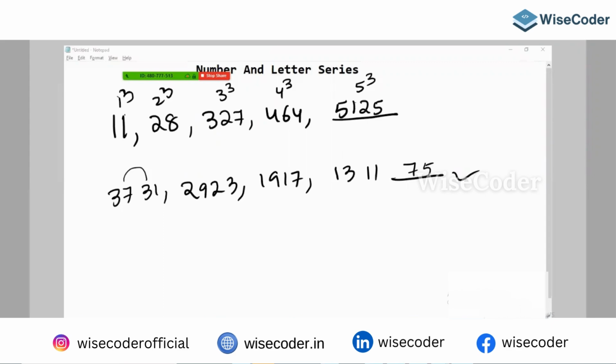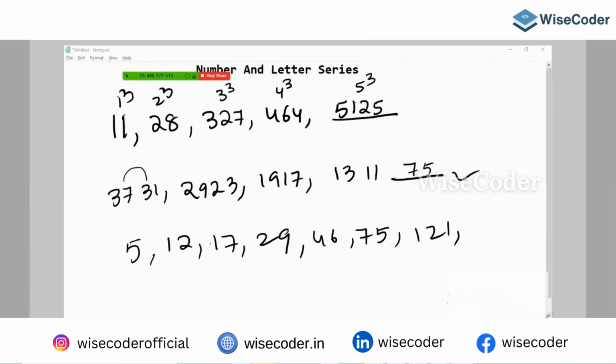If this is the series: 5, 12, 17, 29, 46, 75, 121, and what is the next number?